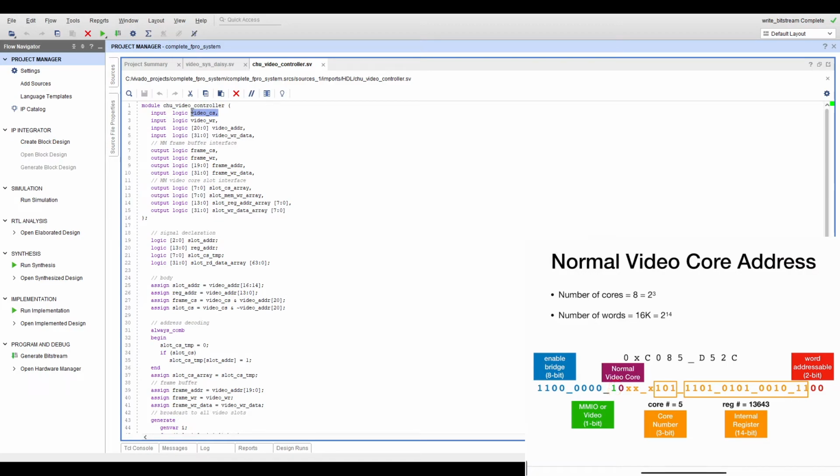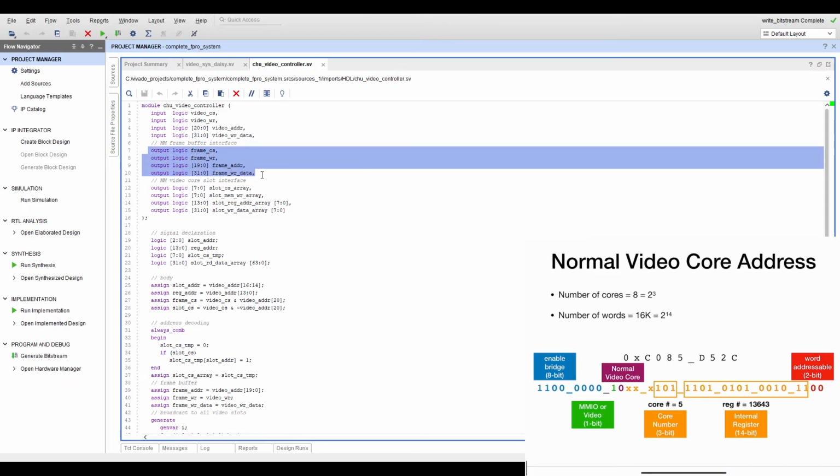Usually the bridge up there in the system just activates a video write, basically just a write signal. And then we have a video address, which is 20 bits, which are basically these ones in here, regardless of whether you're dealing with the normal video core or the frame buffer. And then we have the data, which is 32 bits, because this is word addressable, not byte addressable. And then we have a couple of interfaces as outputs.